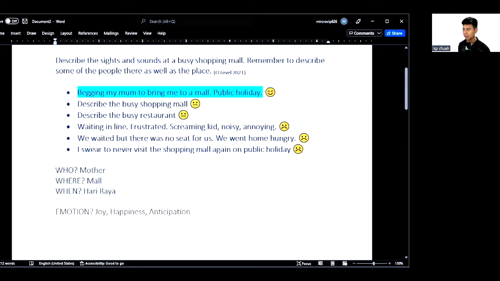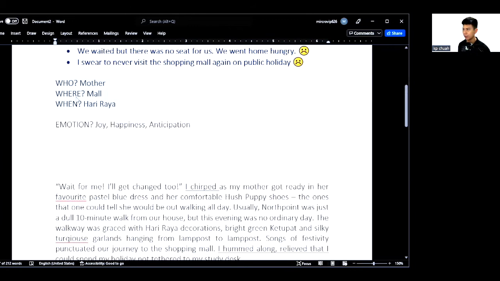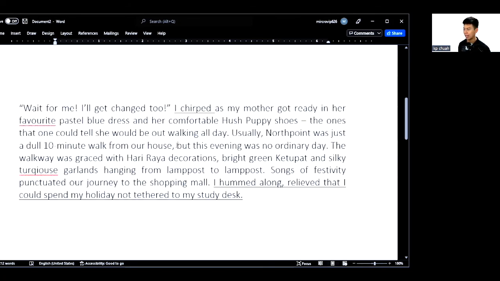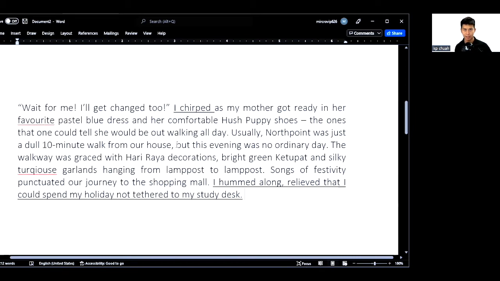So let's first answer these three questions. The who, I have written up a sample for you to make your life easier. So if you would like to, you can pause the video and have a read of the sample first and see if you can identify any parts that show the where, the who, the when, and if you can, the emotions involved. All right, I believe you are done reading. Let's have a look here.